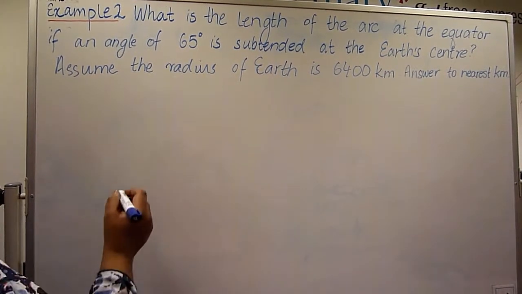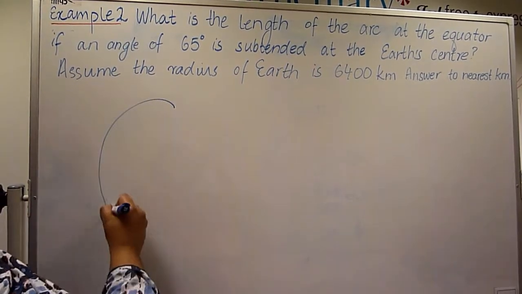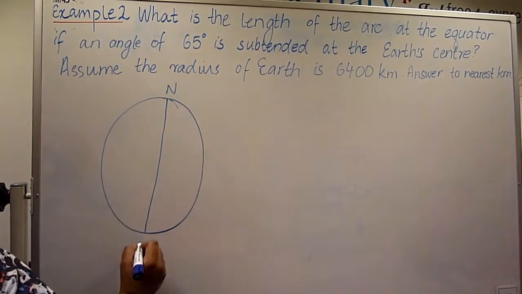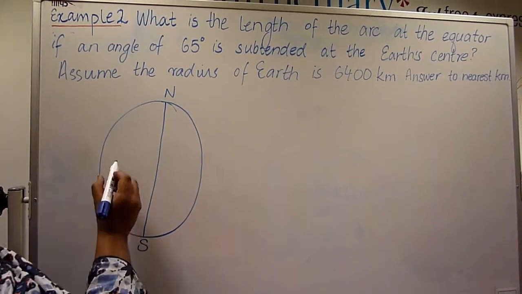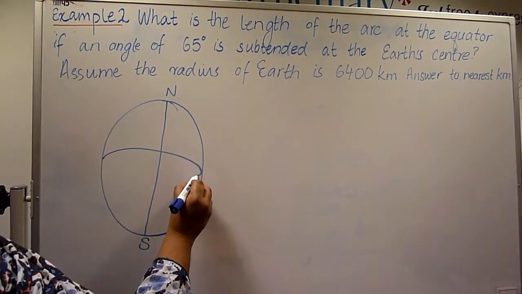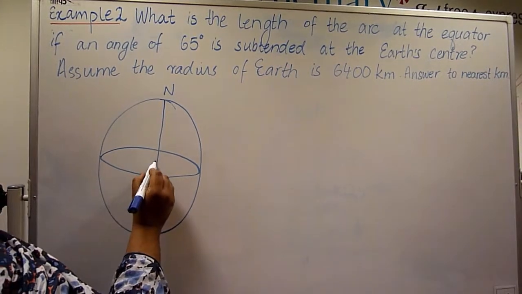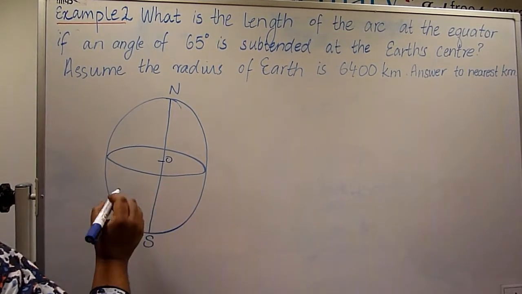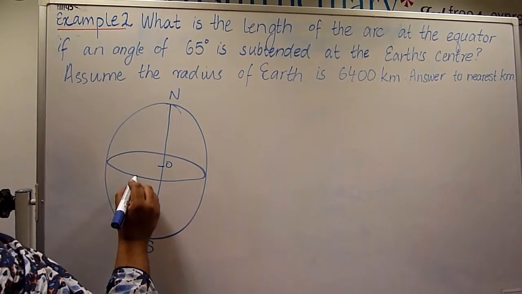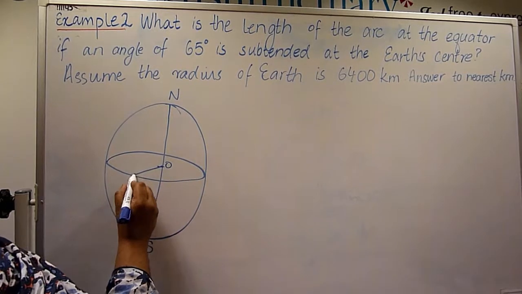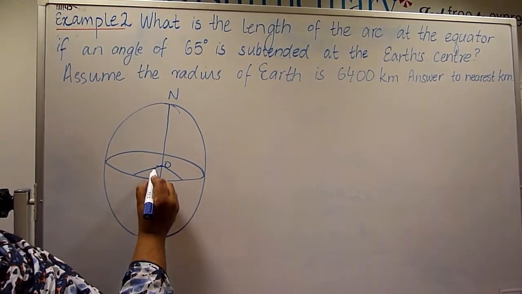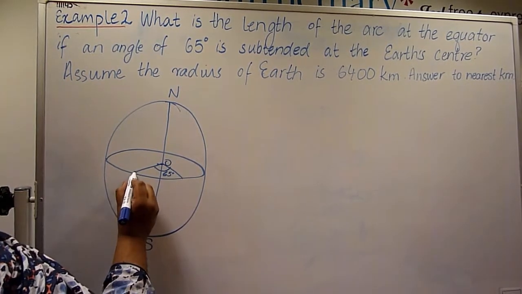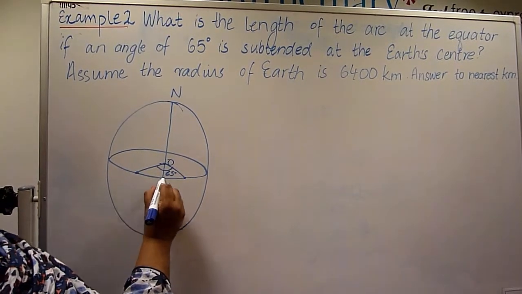So let's draw the diagram. So we've got the Earth with its north and south pole. And we know that the equator is an imaginary line, right at the center of the Earth. So this is the center, and that's our equator, which is actually a circle. And we're saying that we need to find the length of the arc, which is subtended at the center by an angle of 65 degrees. So 65 degrees here. And these are the 2 points on the equator. And this is the length that we need to find.